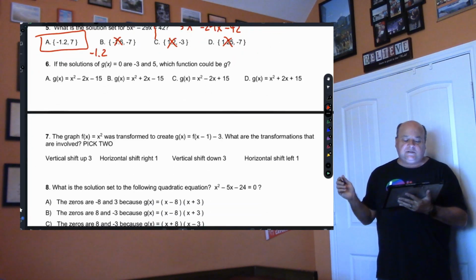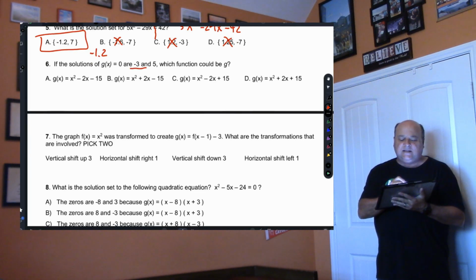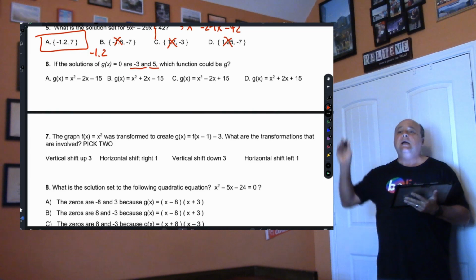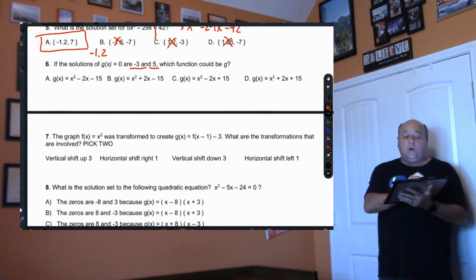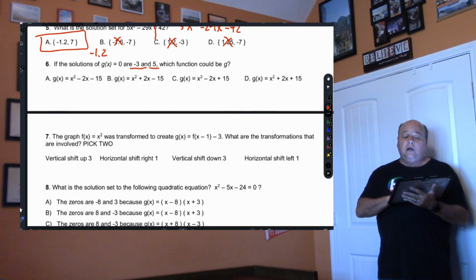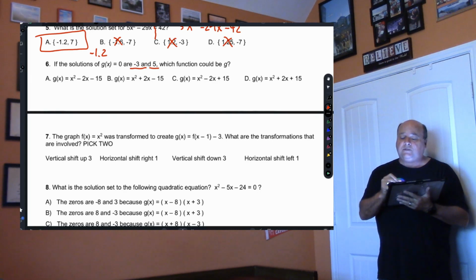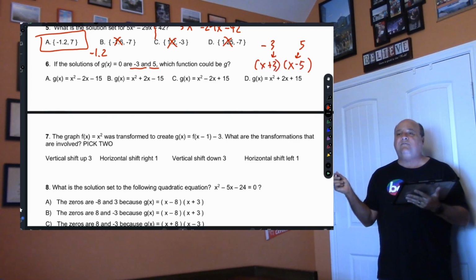Look at number 6. Okay, I want to know the parabola that has negative 3 and 5, okay? We're going to go through this and do it the long way. One way you can do it is graph all these parabolas and see which one has negative 3 and 5. That would be the long way. The other way to do this, and you got to remember this, my zeros are negative 3 and 5. To go to my factors, they flip. So x plus 3 and x minus 5 are my factors.